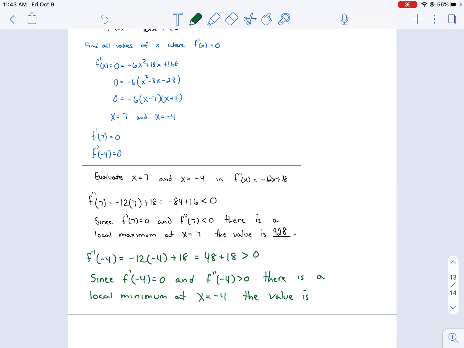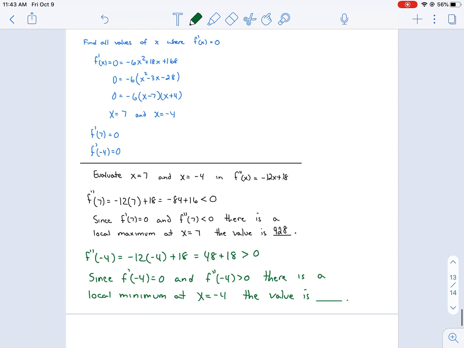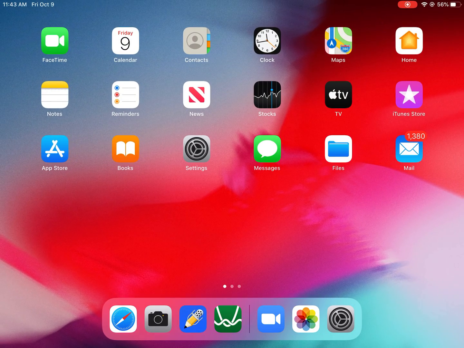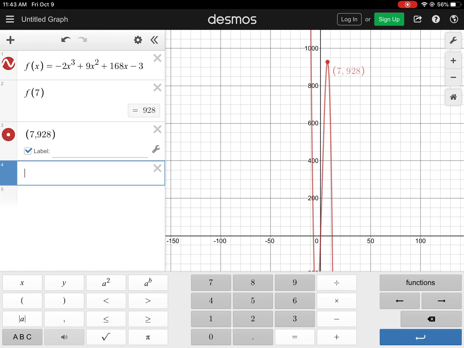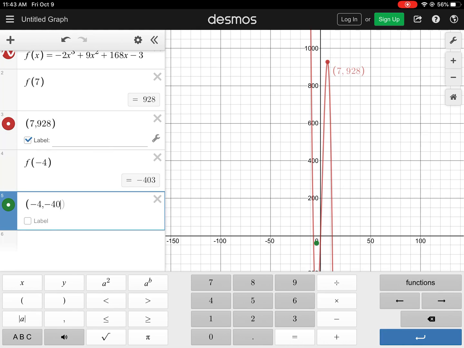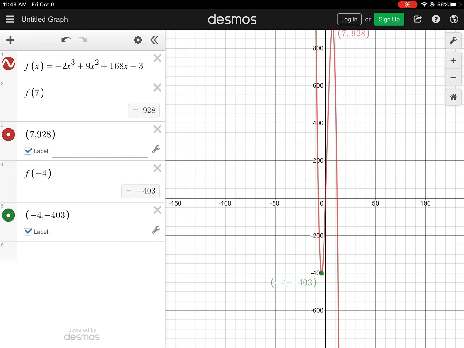The value is, and I'm going to get that value on Desmos right now. So it looks like -403. And just to make sure that that coordinate lies on the graph, I'm going to type the coordinate into Desmos. And indeed it does. It is the location of a local minimum.